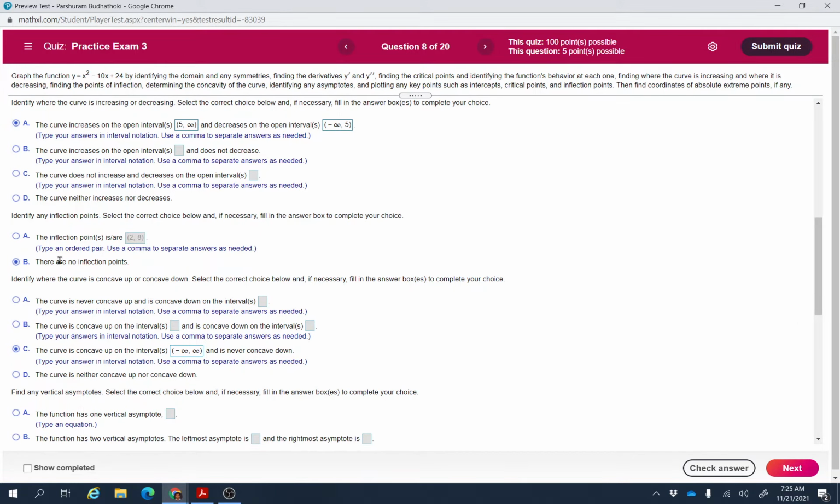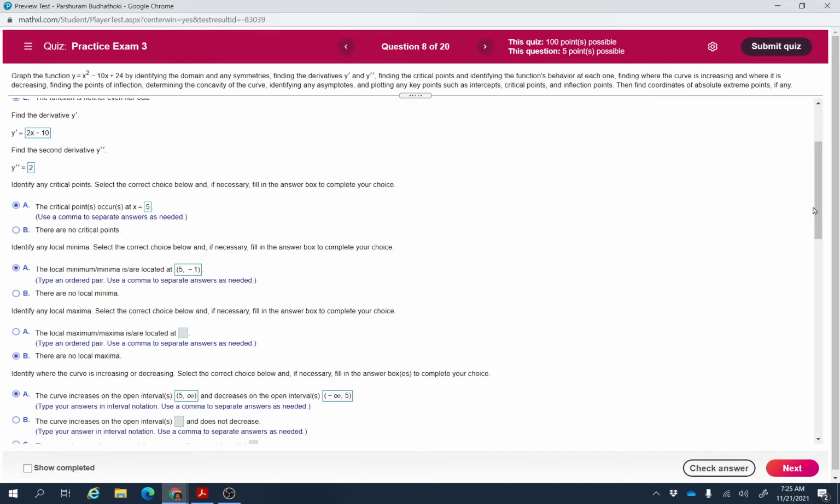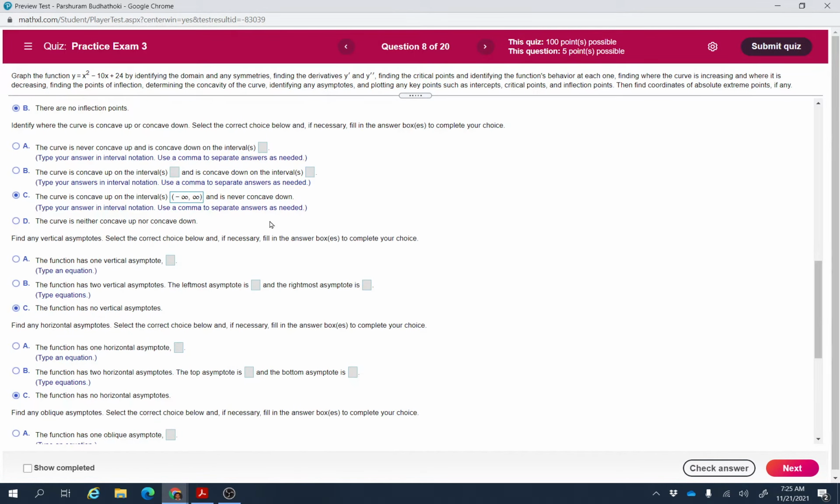No inflection point. To have an inflection point, the second derivative has to be 0 or undefined, but the second derivative is 2 all the time, so no inflection point. And now what about the concavity? Because the second derivative is always positive, the graph is always concave up. The second derivative is 2, as you can see, so it's always positive, so the graph is concave up on the whole domain. And it makes sense because this is a quadratic function and it's concave up.